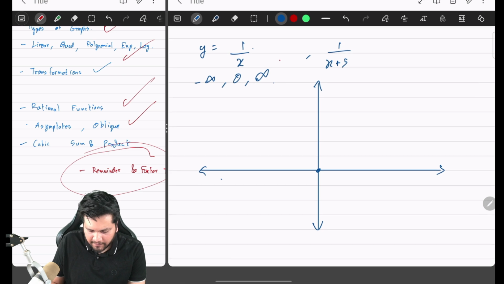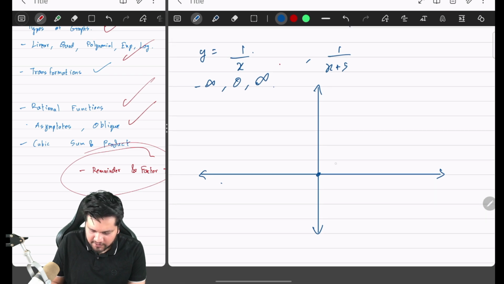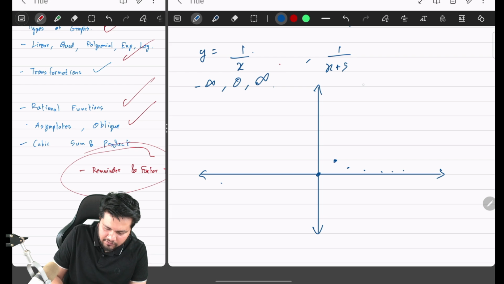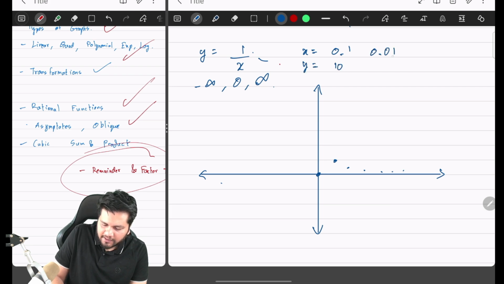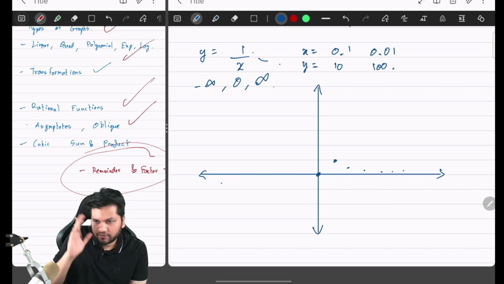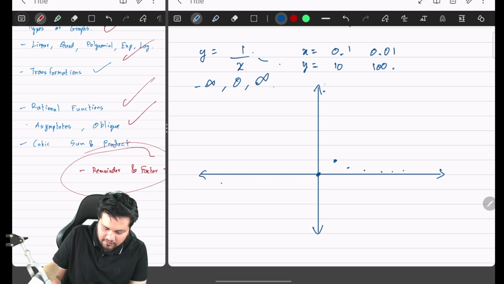And then if I put certain values, let me put x is equal to 1, so I get 1. If I put x is equal to 2, I'm going to get 1 by 2. 3, 1 by 3. 4, 1 by 4, and so on. At the same time, if I put x is equal to 0.1, I'll get y is equal to 10. If I put 0.01, I'll get y is equal to 1 by 0.01, which is 100. So as you can see, when x is closer to 0, the output of 1 by x would be huge. So it's going to be this way. This is going to be the graph of 1 by x. But on the negative side, what will happen?